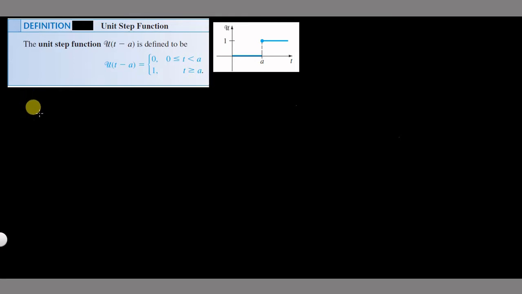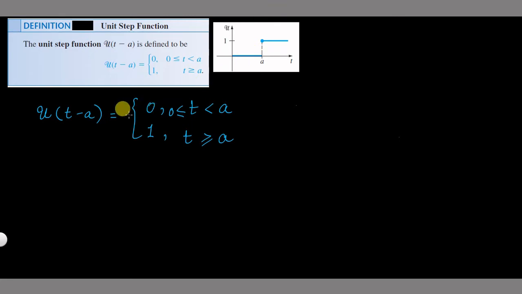For instance, if we have a function u of t minus a, we will define this function as 0 if t is smaller than a, or greater than or equal to 0, and the answer will be 1 if t is greater than or equal to a. So you can see the diagram here. This diagram is the representation of this piecewise function, and the name of the function is the unit step function.